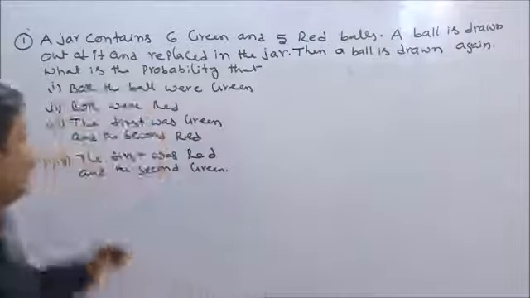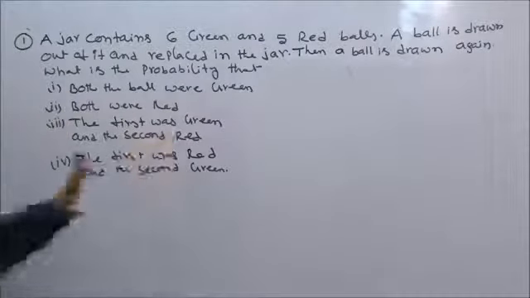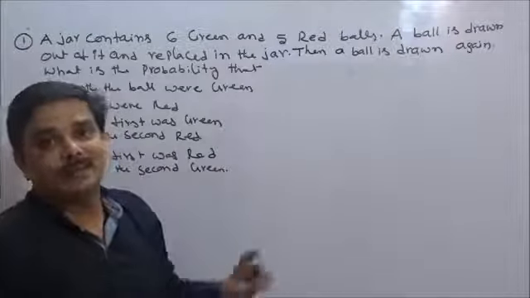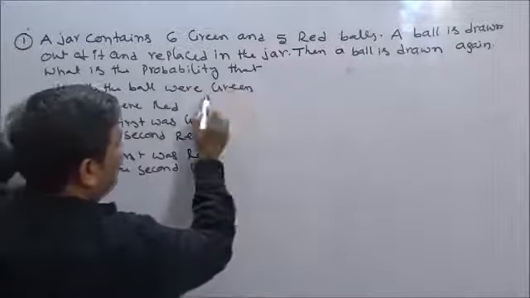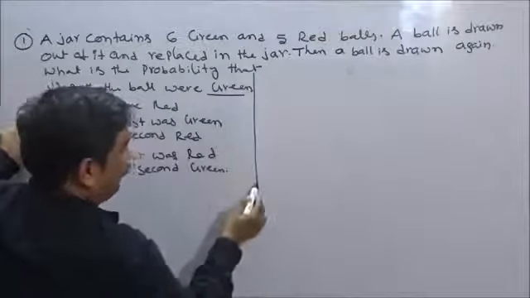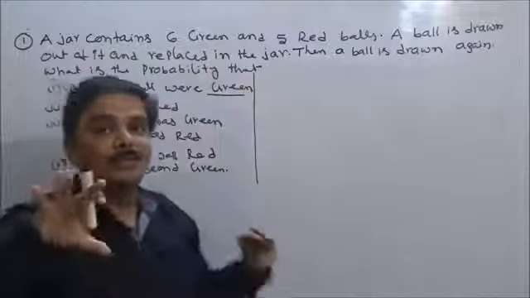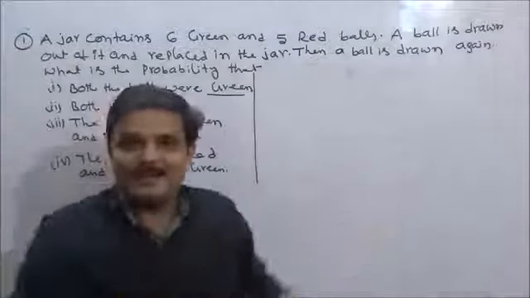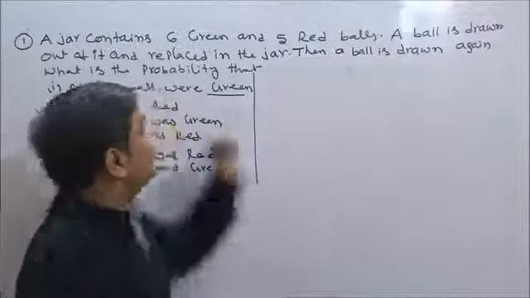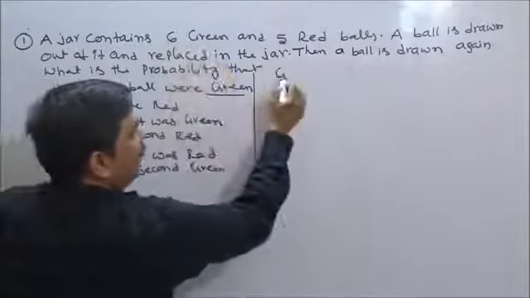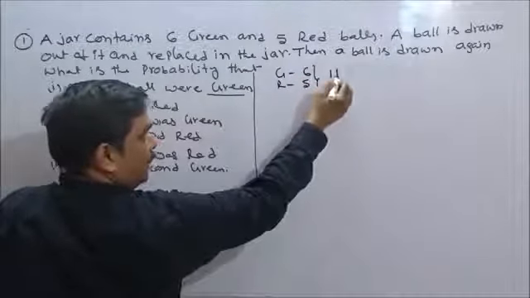Now I'll show you the first question, and I'm pretty sure that you can go for the rest of the questions very easily. What is the first one here? Both the balls drawn were green color. What is the probability for this one? Simple way, students. First of all, how many balls should be taken for consideration as far as sample space is concerned? Obviously, sample space will be green are 6, red are 5. Total 11 balls are there.